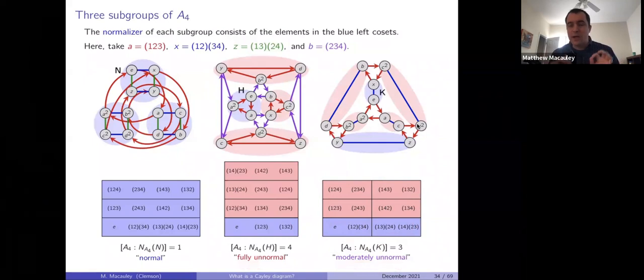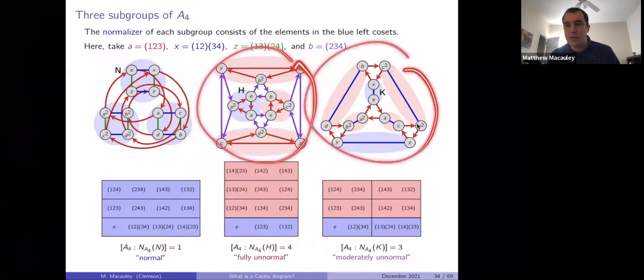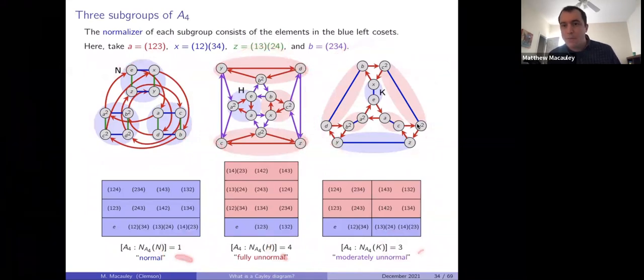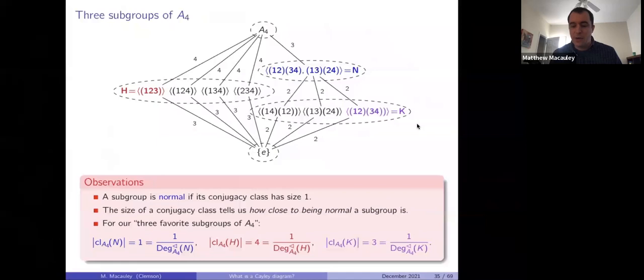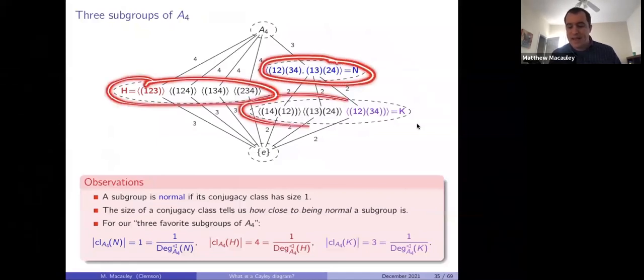But here's what I want you to notice from this. Look at these numbers: 1, 4, and 3. Do you recognize them? This is the inverse proportion of the number of blue cosets. So 1 out of 1 cosets are blue, 1 out of 4 are blue, and here 1 out of 3 cosets are blue. Remember those numbers, 1, 4, and 3? What else does that count? That counts the number of conjugates of the subgroup. So N has 1 conjugate, H has 4 conjugates, and K has 3 conjugates.